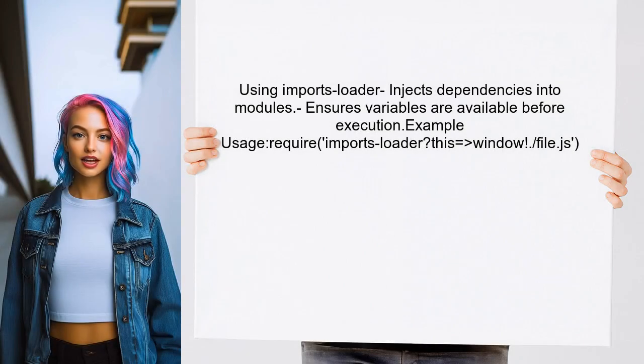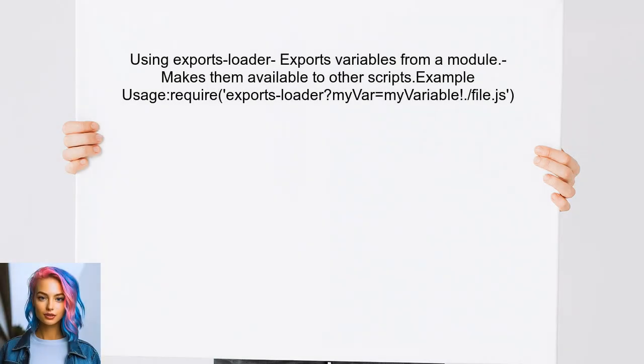Next, the user can consider the imports loader. This loader allows the user to import a module and inject dependencies into it. It is particularly useful when needing to ensure that a specific variable is available before executing a script. The exports loader is another option. It allows the user to export variables from a module, making them available to other scripts. This is helpful when the user wants to expose a specific function or variable from a library.